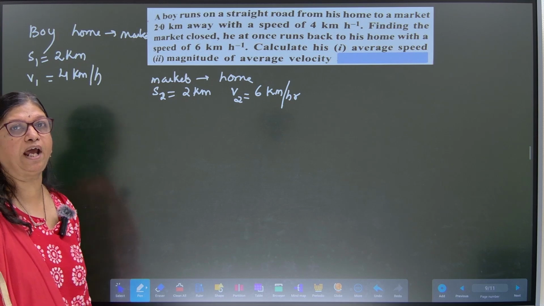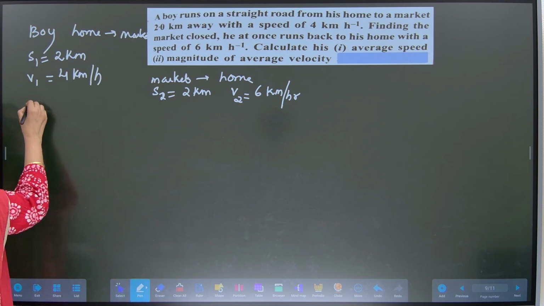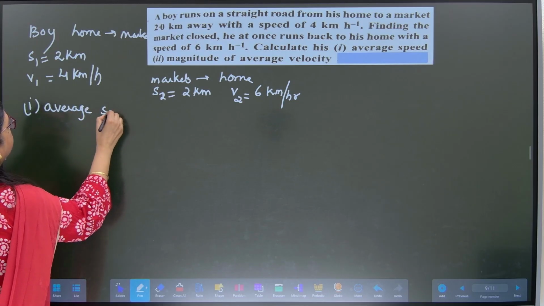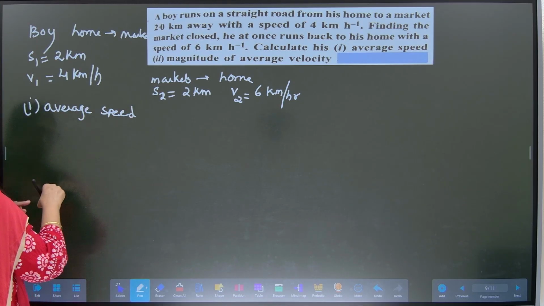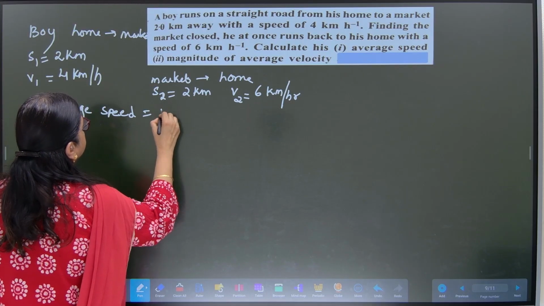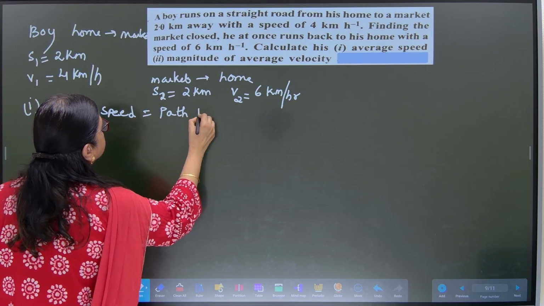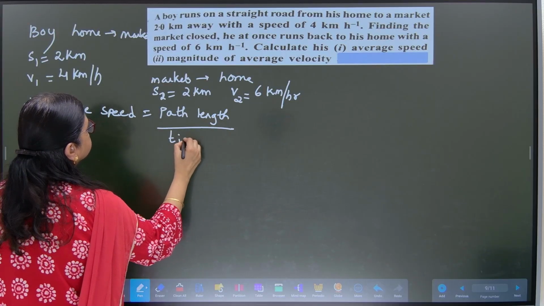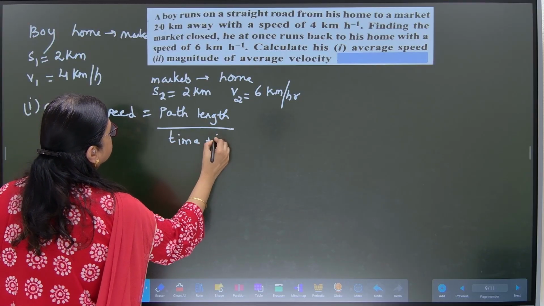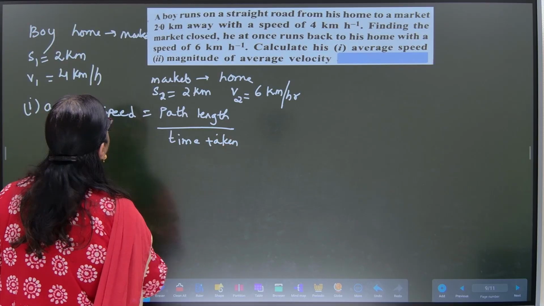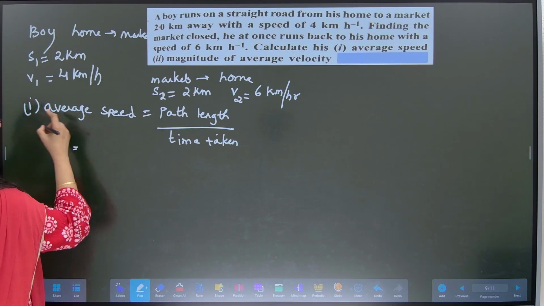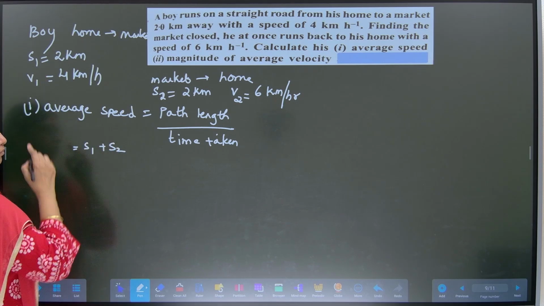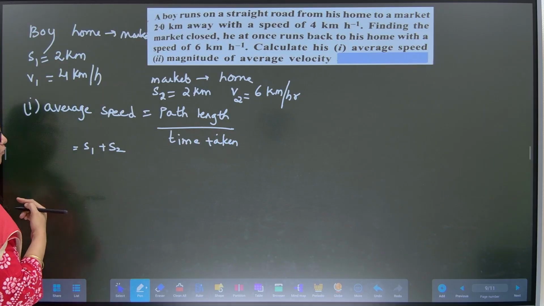Now what is the formula for average speed? That you write. First bit, average speed. What is average speed? Path length upon total time taken. Okay, so what is the path length? S1 plus S2: gone to market, come back from market.